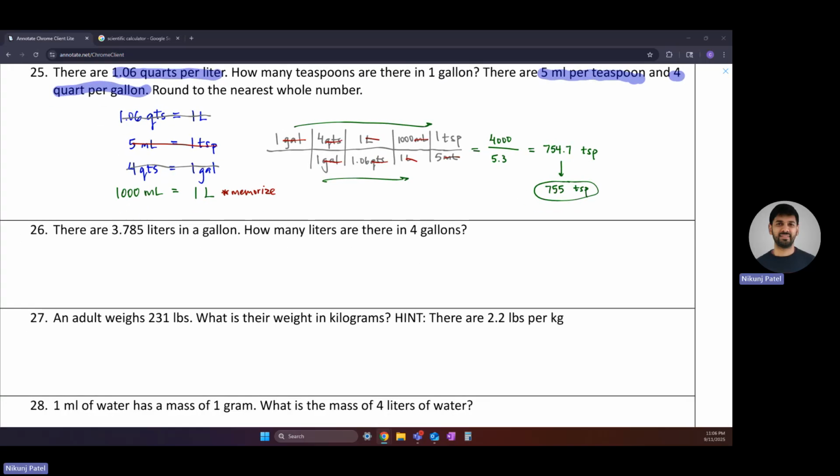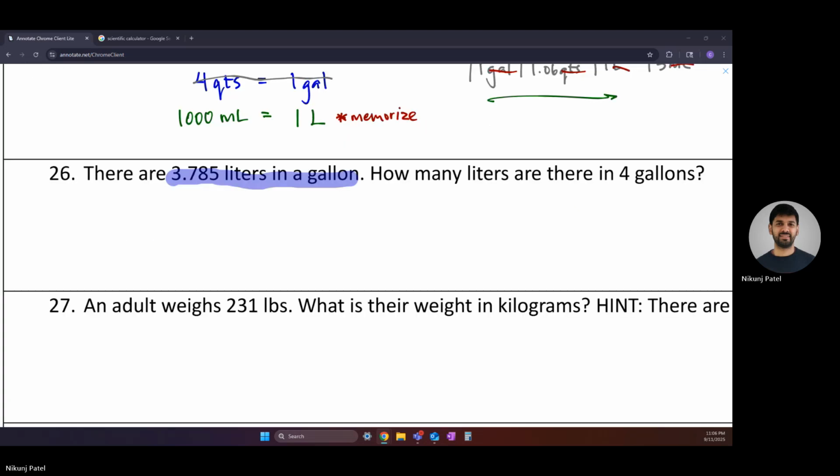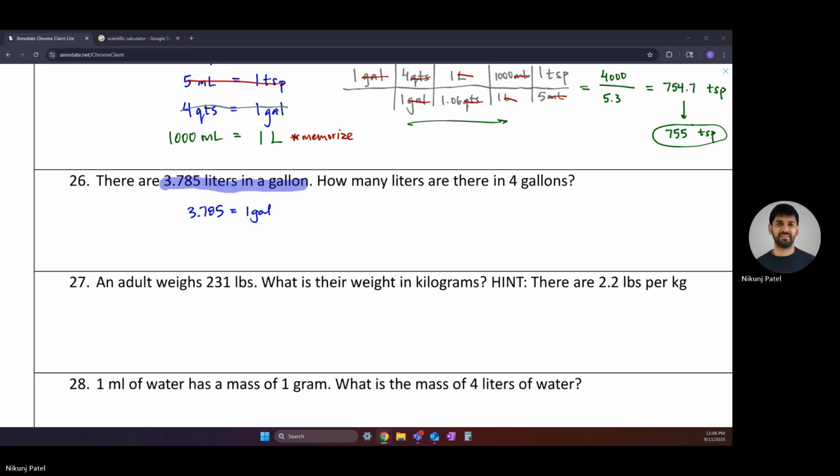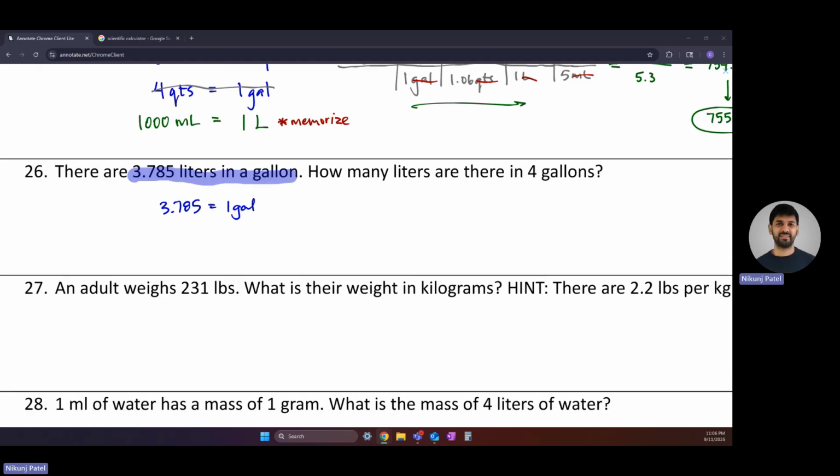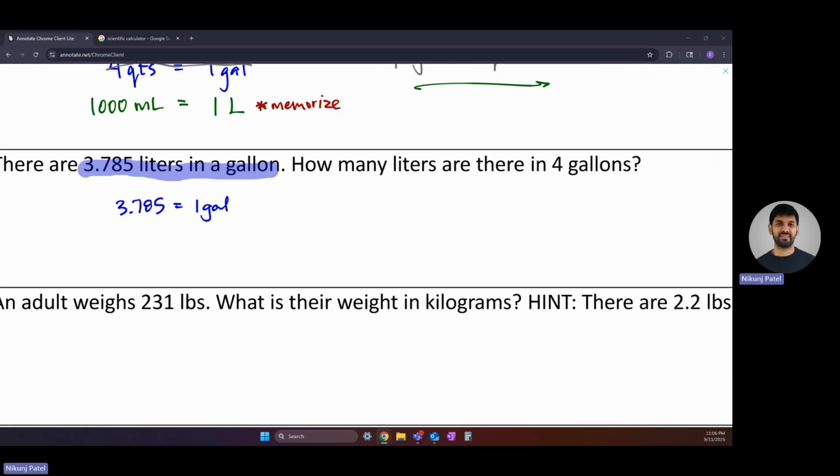Let's look at 26 now. 26 says that there are 3.785 liters in a gallon. That's going to look like 3.785 equals 1 gallon. How many liters are there in 4 gallons? So let's just start with this one conversion factor and see where it takes us.